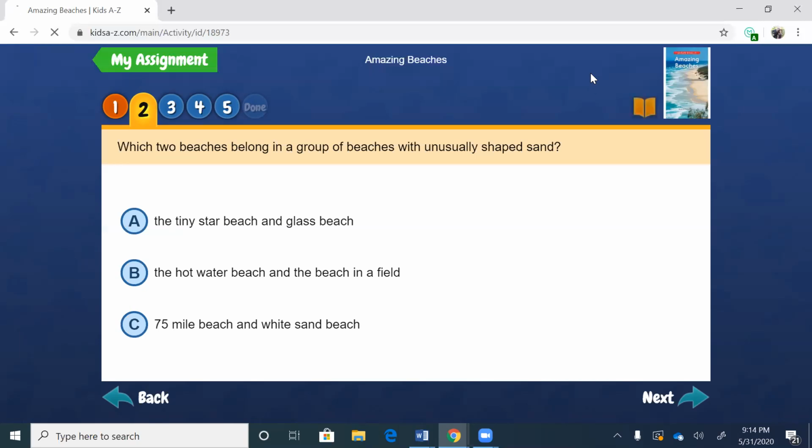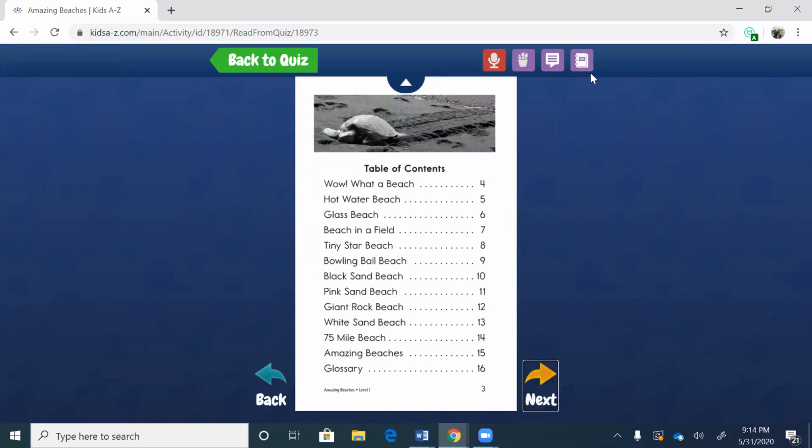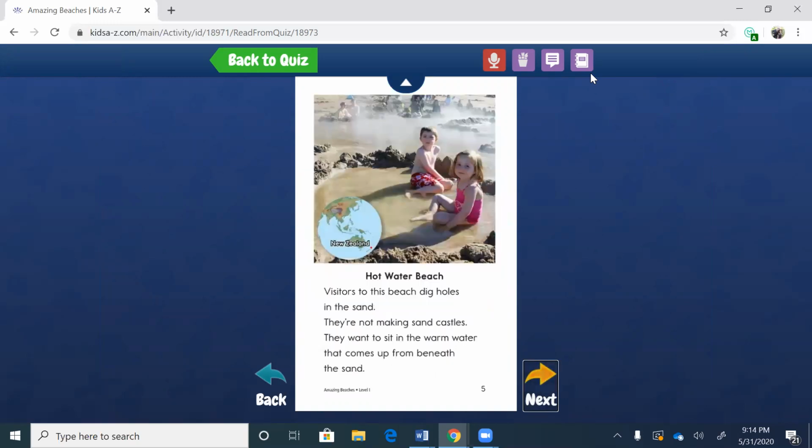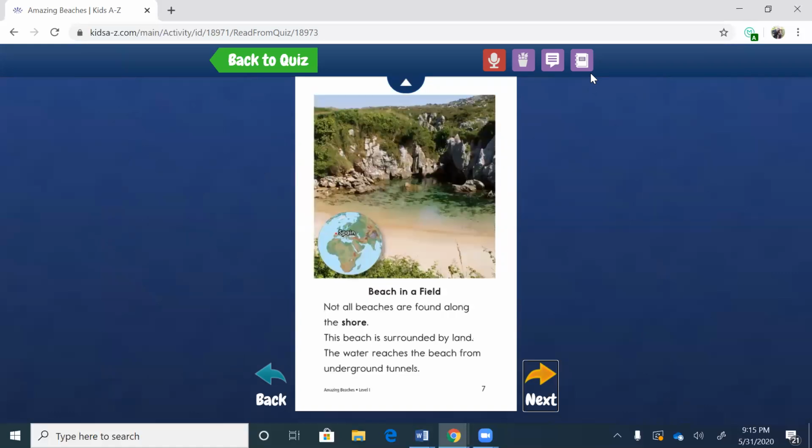and see if we can figure this out. Because this is one, well, for me, I need to look back. So we're talking about the sand, not the water, and what's different about the shape. Okay, so this is the hot water beach. And people dig holes so that they can feel the hot water. The glass beach, let's see. So it's looking like the glass beach. The waves and rocks made the glass smooth over time. And that could be one choice.